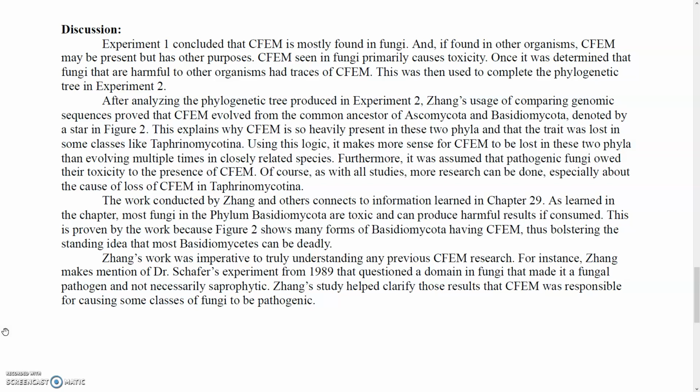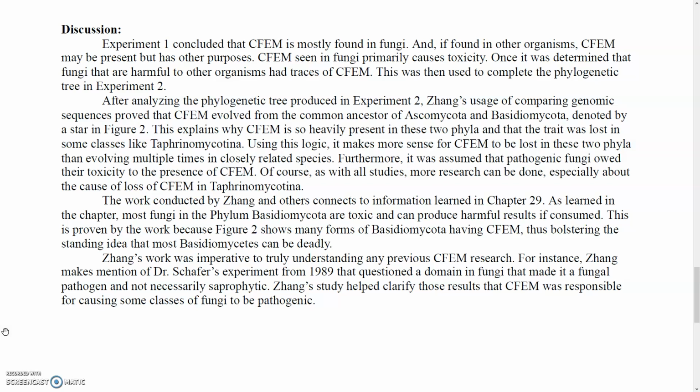Works from Zhang and his team connect to Bio 1108, specifically Chapter 29, where we learn about Basidiomycota and how it's toxic and is harmful to organisms that consume it. This is supported by the phylogenetic tree, where all of Basidiomycota is red, indicating levels of CFEM, and thus they are pathogenic. Zhang's work is imperative to truly understanding previous CFEM research.